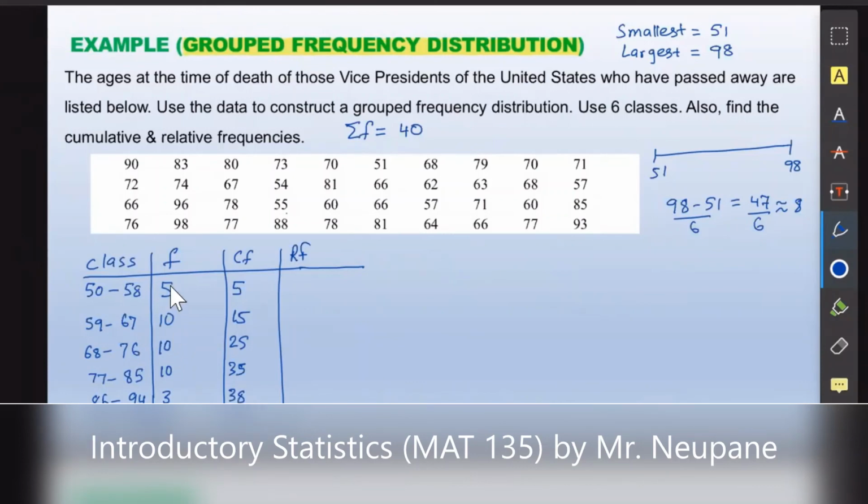And we know how to find the relative frequency. It is the frequency divided by the total, right? So the first one is 5 divided by 40. Do it in your calculator. 5 divided by 40. How much is that? 0.125, right?